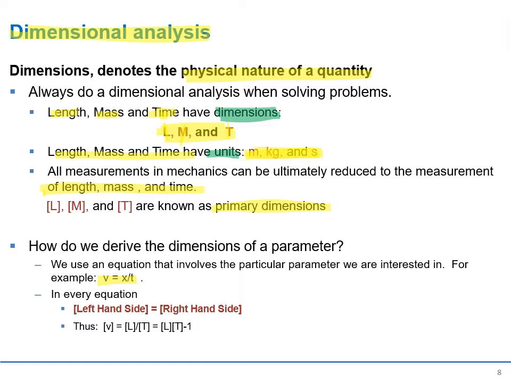In every equation, you need to check that your left hand side equals your right hand side. If you check this equation, v equals x over t, your v is what? L over T, right? The displacement divided by time. And on the right hand side, you have x, which is L basically, and t is the capital T. So if you check both sides, you have L over T on the left and L over T on the right hand side also. That means this equation is dimensionally correct.